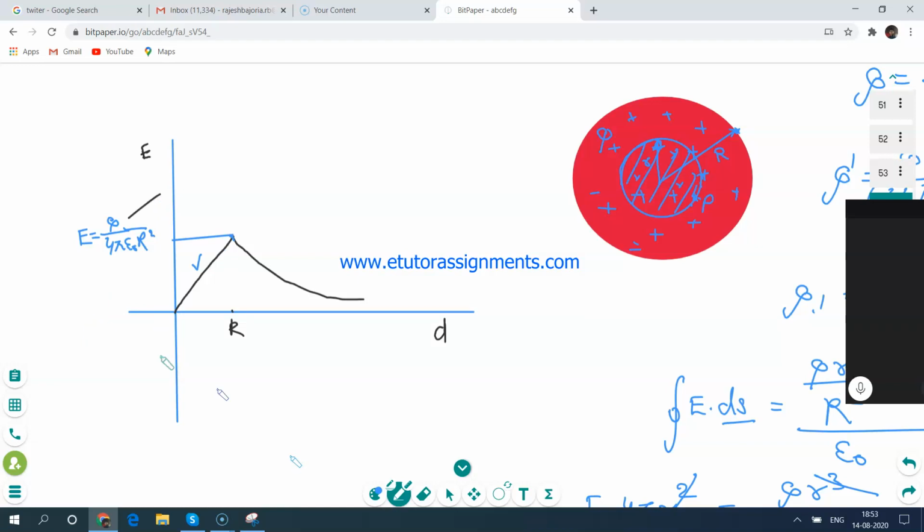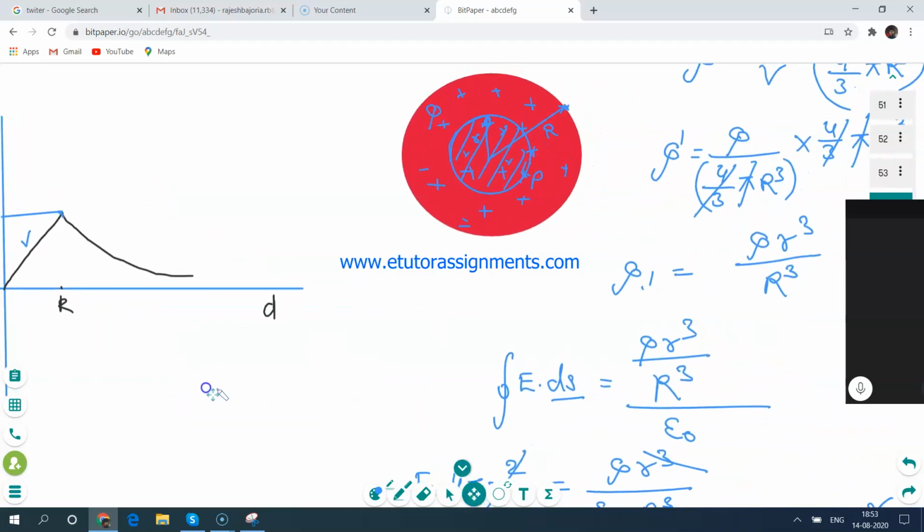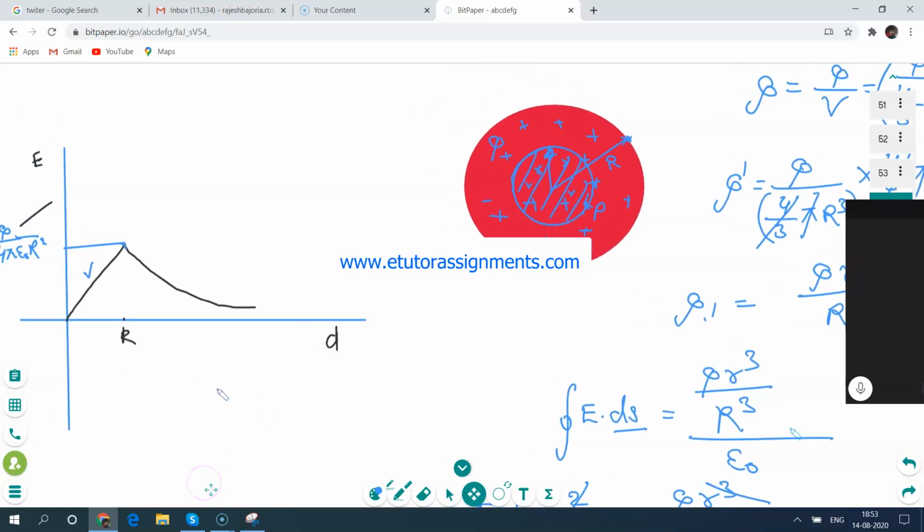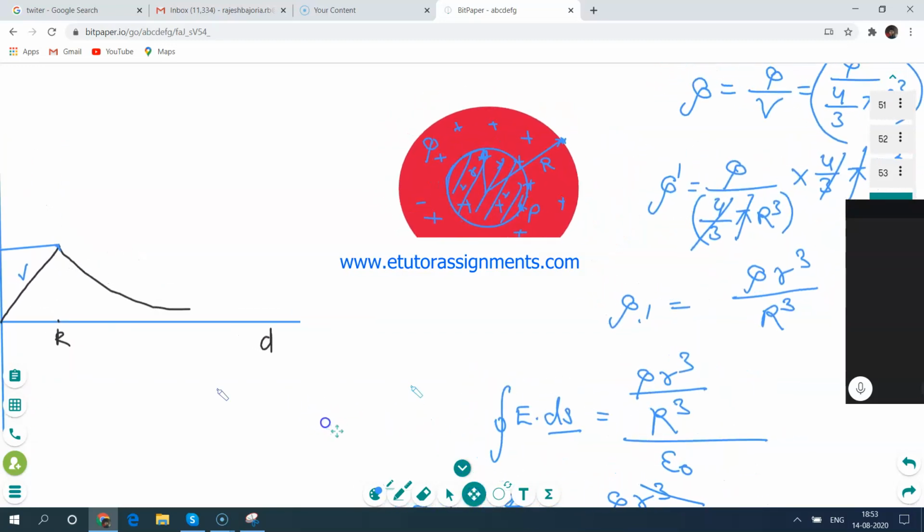If not, I can ask the biology student. See, you are the math students and you are not properly explaining to me. Anastasia, can you explain why it is a straight line, why not a curve? Because, basically, on this part of the function, E is equal to Q r divided by 4 pi epsilon 0 R cubed. So r is directly proportional to E.